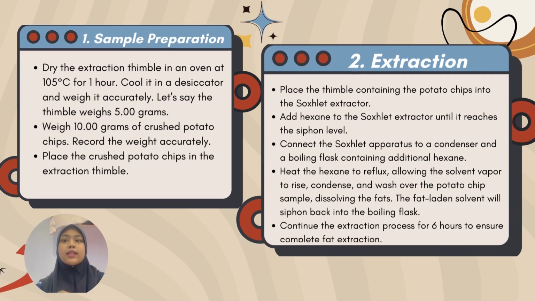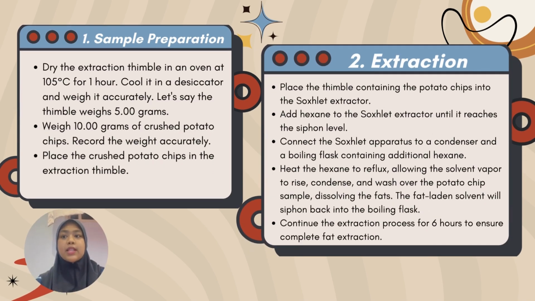So let's start with sample preparation. Firstly, we have to dry the extraction thimble in an oven at 105 Celsius for 1 hour. Cool it in a desiccator and weigh it accurately. Let's say the thimble weighs around 5 grams. Weigh 10 grams of crushed potato chips, record the weight accurately and place the crushed potato chips in the extraction thimble.